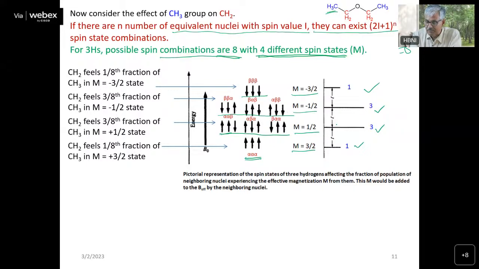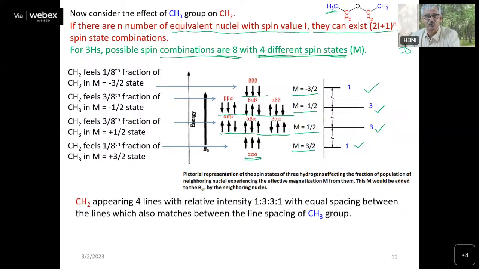And the difference between these is again nothing but the coupling constant. So that's why CH2 appears as 4 lines with relative intensity of 1:3:3:1 with equal spacing between the lines, which also matches the difference you saw in the case of the CH3 group. Now the delta value is not this; you have to take the average of these two. That will give you the delta value.